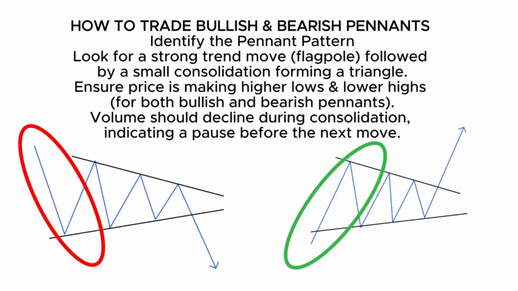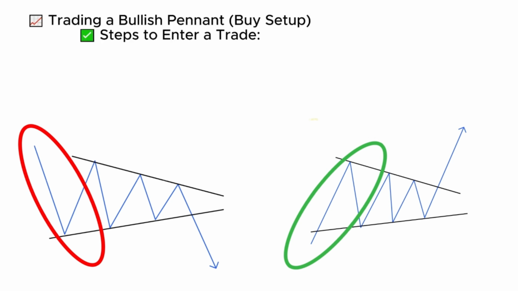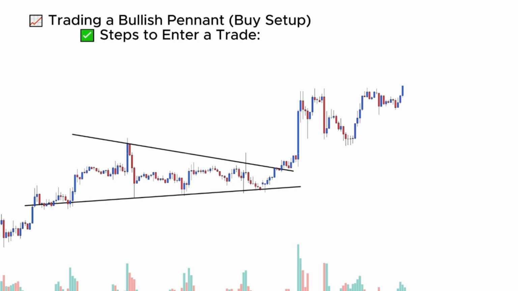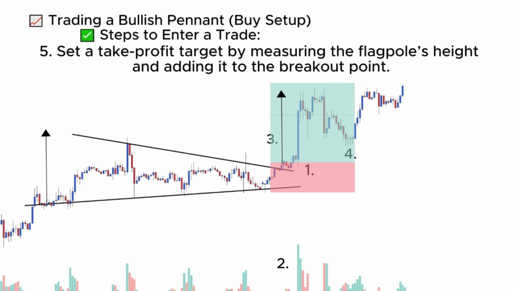Trading a bullish pennant. Steps to enter a trade. 1. Wait for the price to break above the pennant's upper resistance line. 2. Confirm the breakout with increased volume. 3. Enter a buy position after a candle closes above the resistance. 4. Set a stop loss below the pennant's low or recent swing low. 5. Set a take profit target by measuring the flagpole's height and adding it to the breakout point.